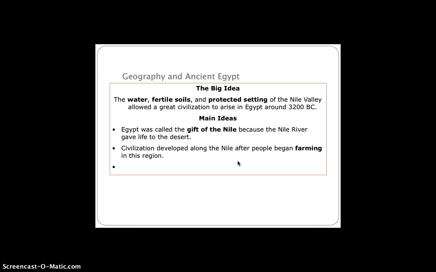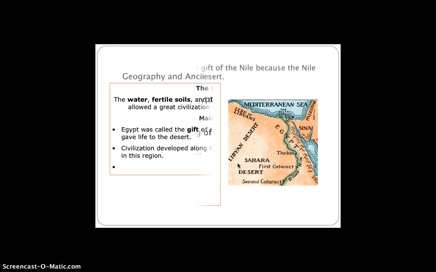There are two main ideas that I want you to gain from today's notes. Egypt was called the Gift of the Nile because the Nile River gave life to the deserts. That's the first one. The second one is that civilization developed along the Nile River after people began farming in this region. So we're going to discuss different aspects of those two main ideas as we go on.